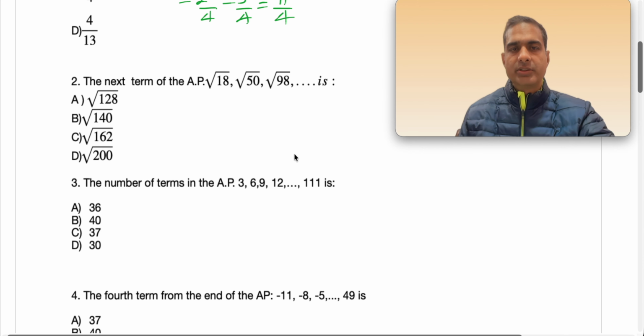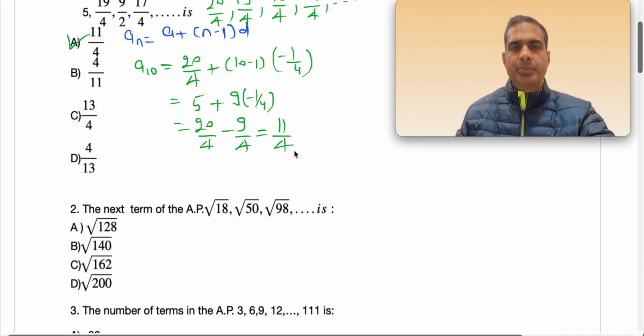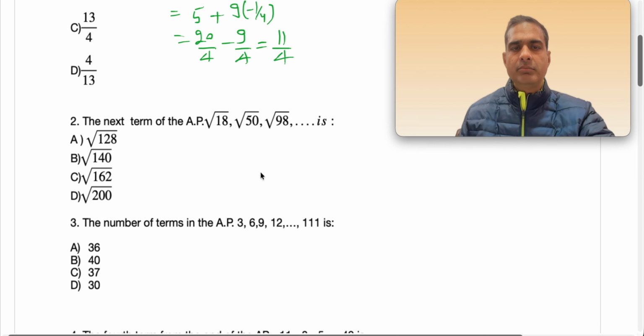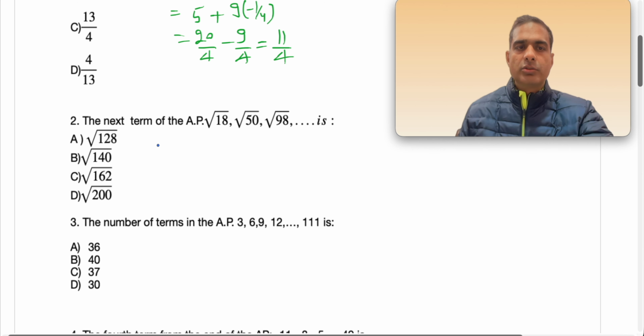Moving to the next question. This is also a simple application of the nth term. But in this case, terms are in square roots. So let's try to simplify and make our terms in the simplest form. 18 is 9 into 2 and the square root of 9 is 3. So this becomes 3 root 2.